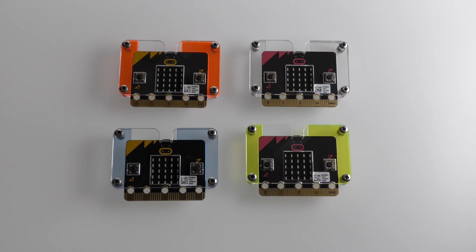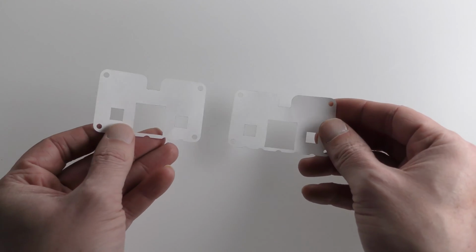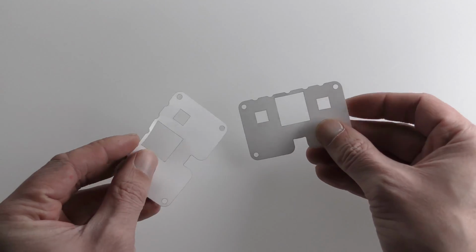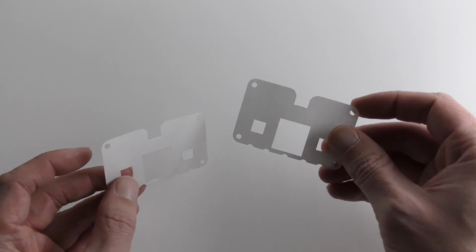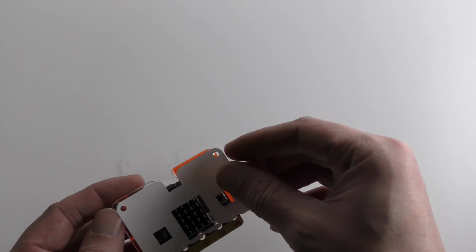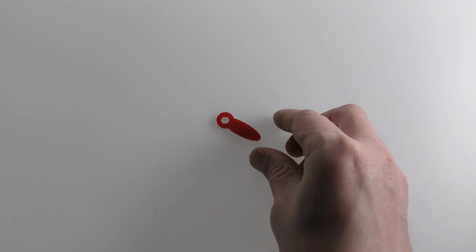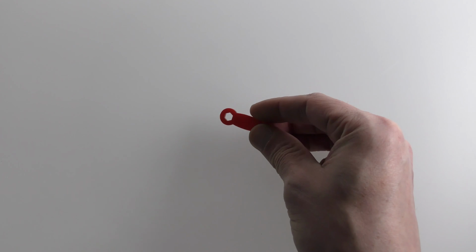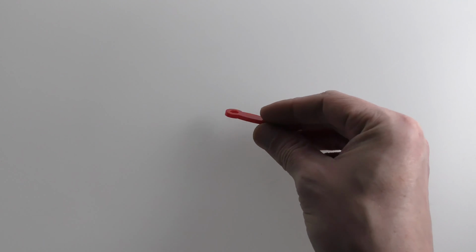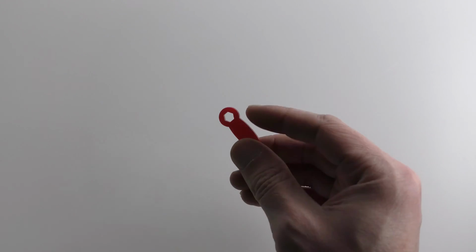You also get two paper templates which you can colour in or write on and insert them between the micro bit and the acrylic. You get four screws, four dome nuts, and you also get a small acrylic laser cut spanner, so you don't need any additional tools to tighten them up. Don't over tighten them with this because it is acrylic, so it's brittle and it will break.